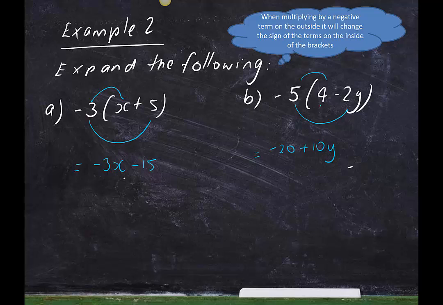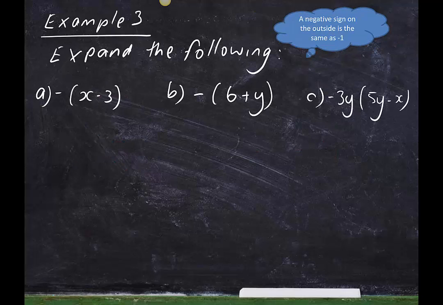On the next question, the 4 is positive. When we times it by a negative number, it changed to a negative. And the 2y is negative, and when times by a negative number, it became a positive. So that minus on the outside will change the sign of the terms on the inside. So that's just a little trick that you can remember, just to make it easier.